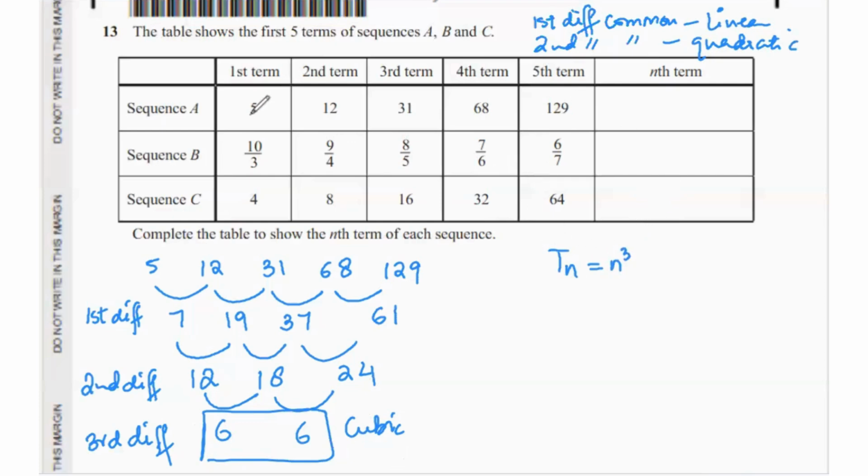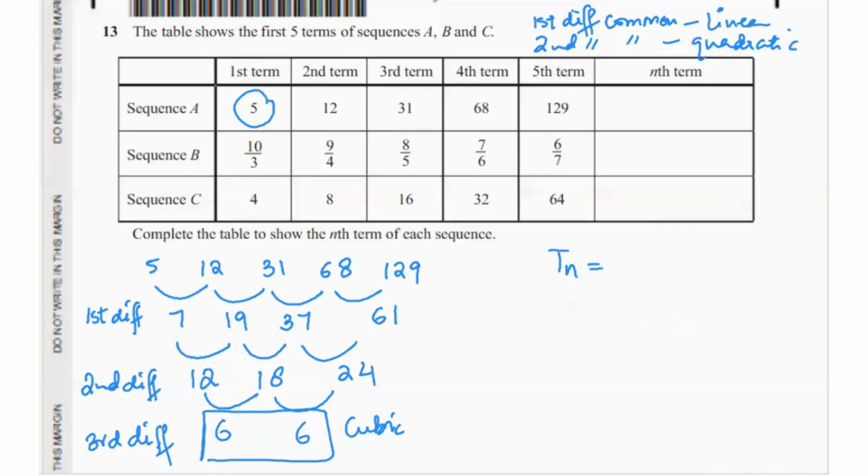So if we use n cubed and we match this with the given terms in the sequence, the first term we'll get is 1, because 1 cubed is 1. But over here we have a 5. How can we turn the 1 into a 5? If we times 1 by 5, that's going to give us 5, right? So let's assume that the nth term is now 5n cubed. So if we use 5n cubed and try to find the second term, 5 times 2 cubed would be 5 times 8, which is 40. That's not the same as 12, so that means 5n cubed is not the right nth term.